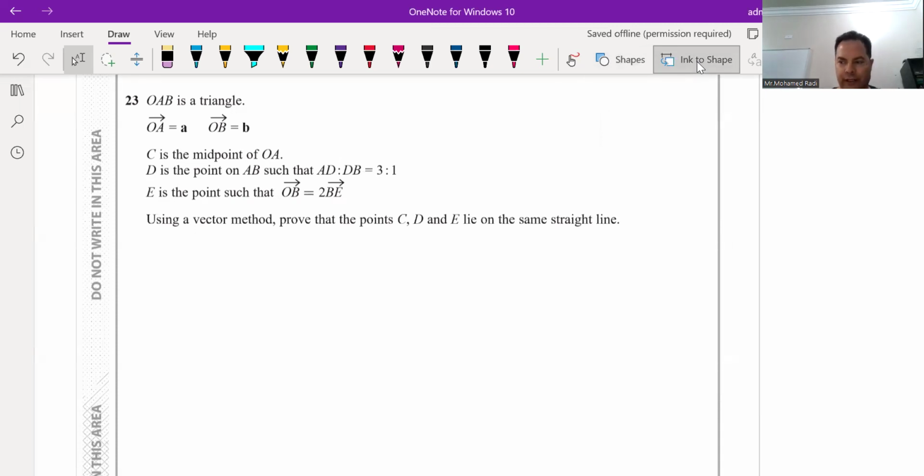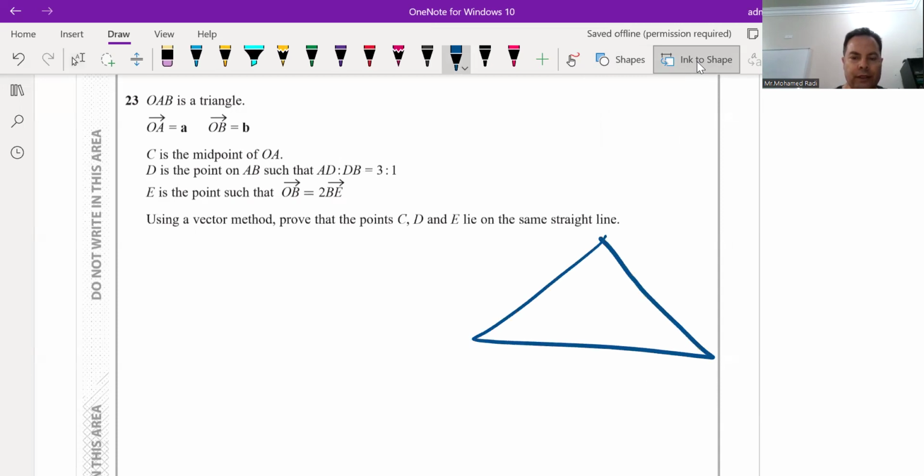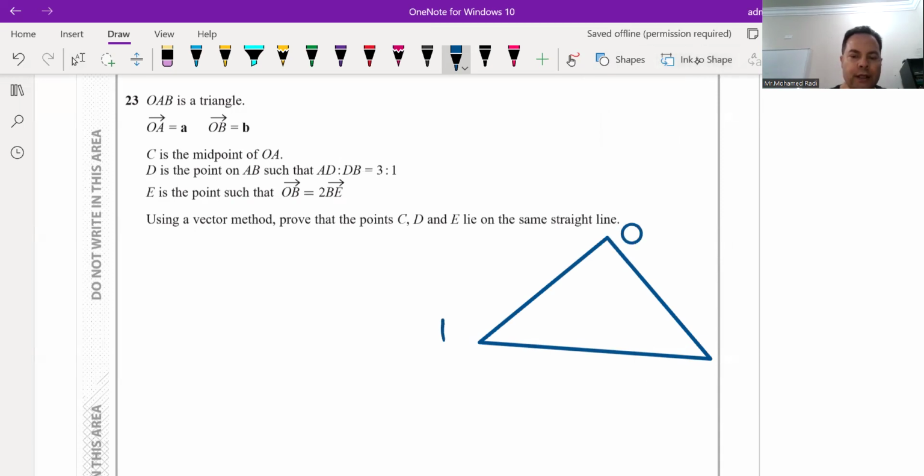OAB is a triangle. Let's say this point is O, and this is A, B, where OA is a, and OB is b.